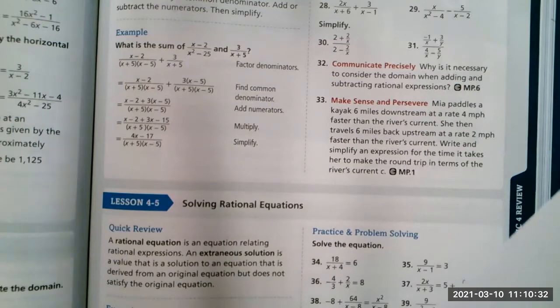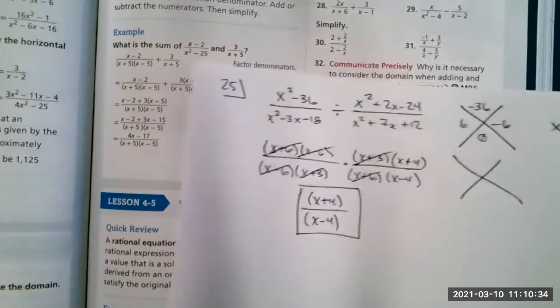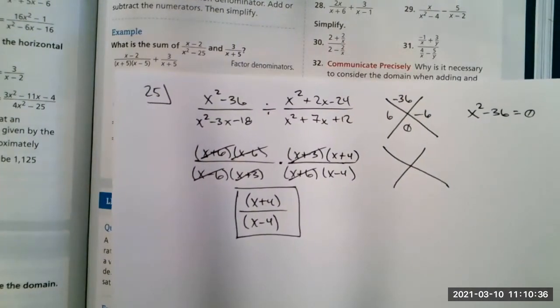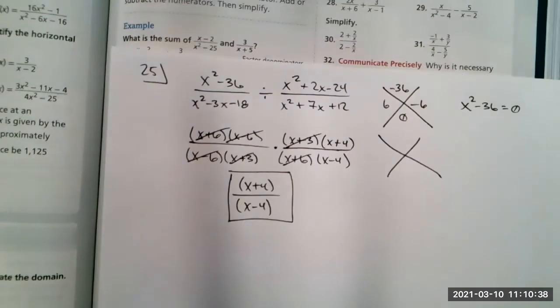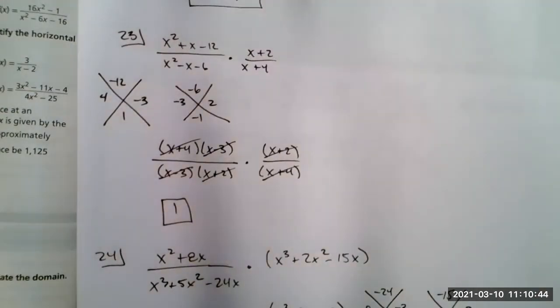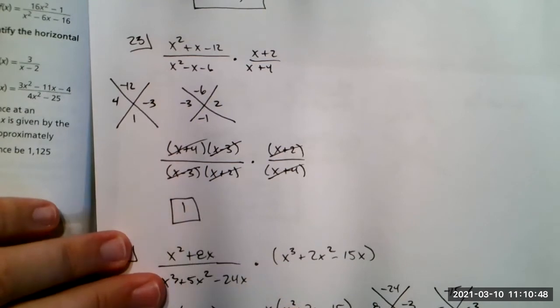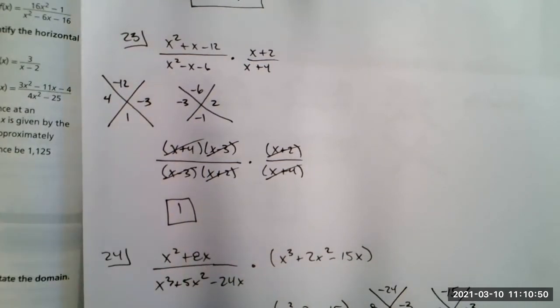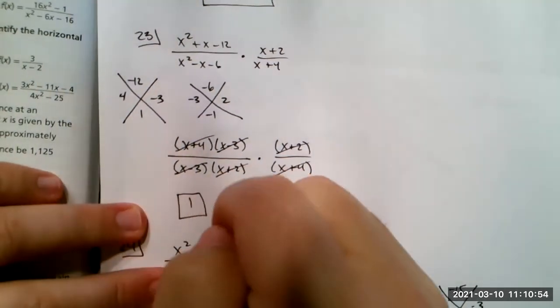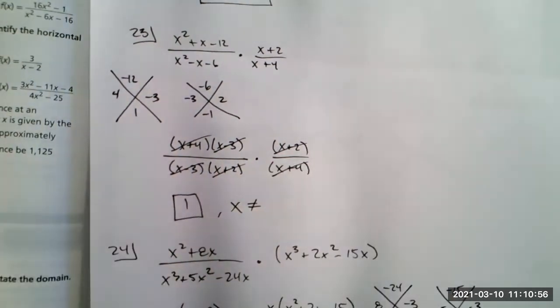26, another division problem. Oh, you know what? I just realized that in 23 through 26, they're asking for domain restrictions. So I'm going to go back to 23. Let's find it. There it is. My answer was 1 with 23, and my domain restriction, just to be clear what that is, you're basically saying I'm going to exclude any x value that's going to make my denominator 0.